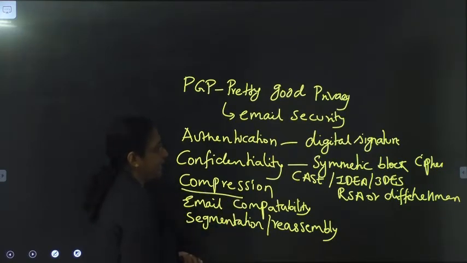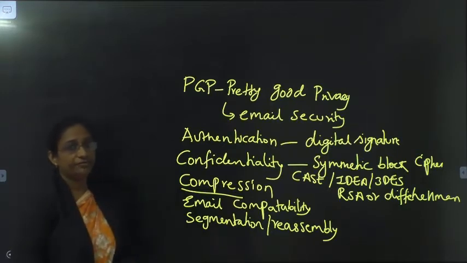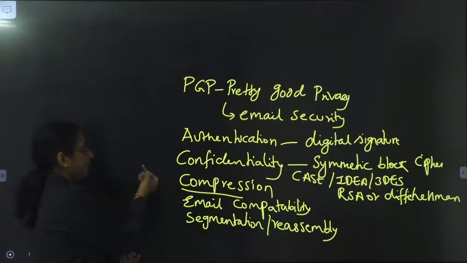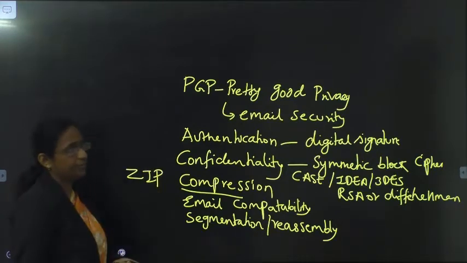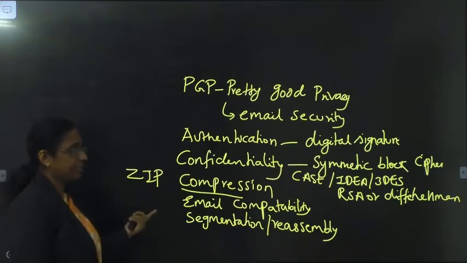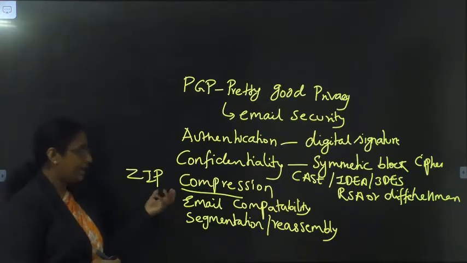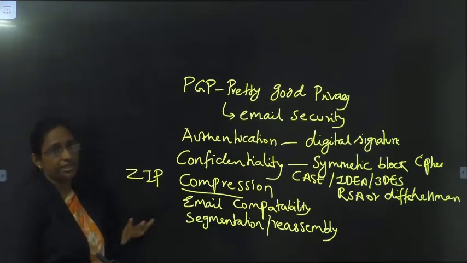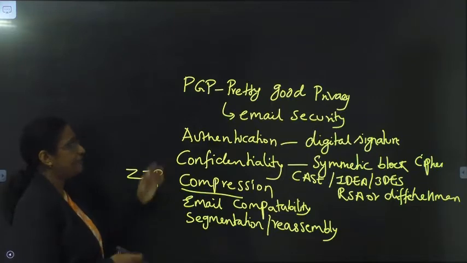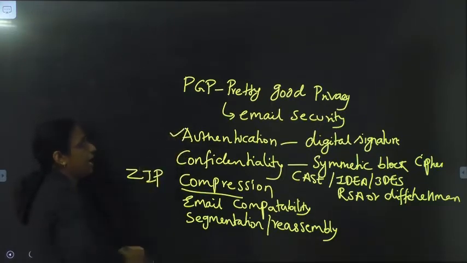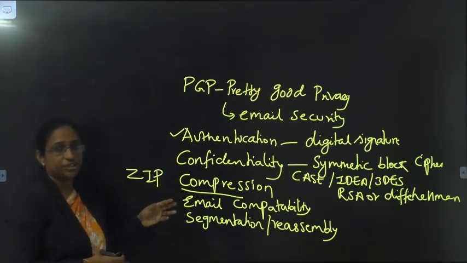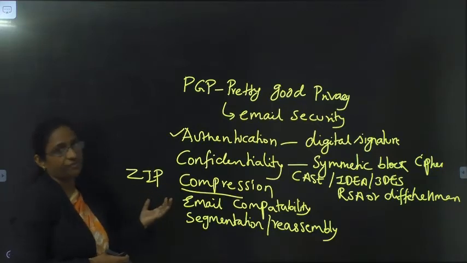The third one we have is the compression, where PGP uses the ZIP algorithm. By default PGP will be compressing, and this compression is done after authentication. That means after appending the signature to the message, this compression will be done.